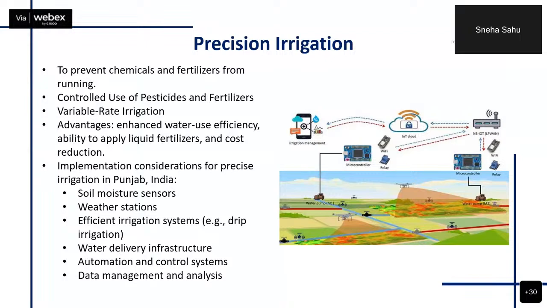The next benefit is variable rate irrigation, as it provides different amounts of water and nutrients to different areas of the field based on soil type, crop needs, and terrain. It also offers some advantages such as enhanced water use efficiency, the ability to use liquid fertilizer, and cost reduction in nutrient application. Implementation of precise irrigation requires soil moisture sensors, weather stations, an efficient irrigation system, water delivery infrastructure, and automation and control systems.